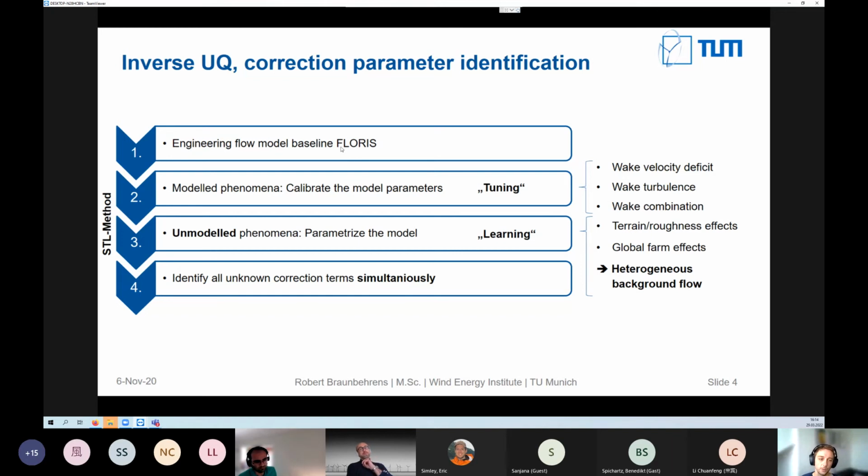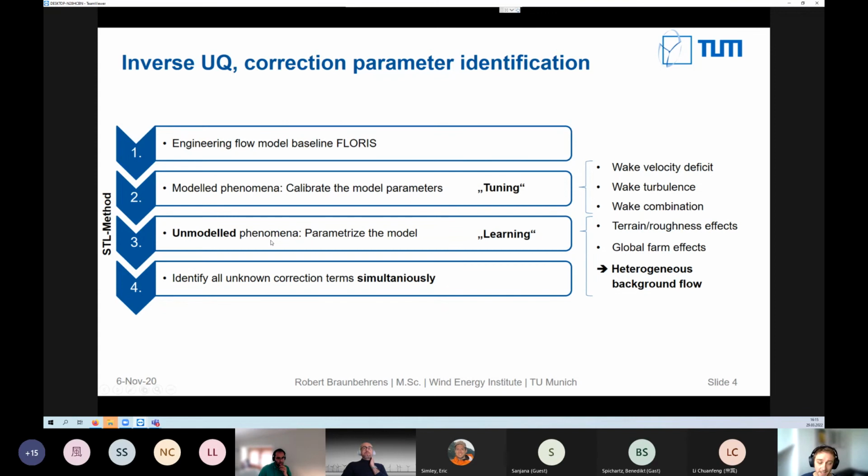And then, first of all, we calibrate the phenomena that are modeled in the baseline model. So in our case, that's for sure the wake. So wake velocity deficit, wake turbulence, and also the wake combination is already taken care of by FLORIS, and there is very much research in wake models. So we believe those are already very good. So we calibrate those. This is called, in our language, tuning.